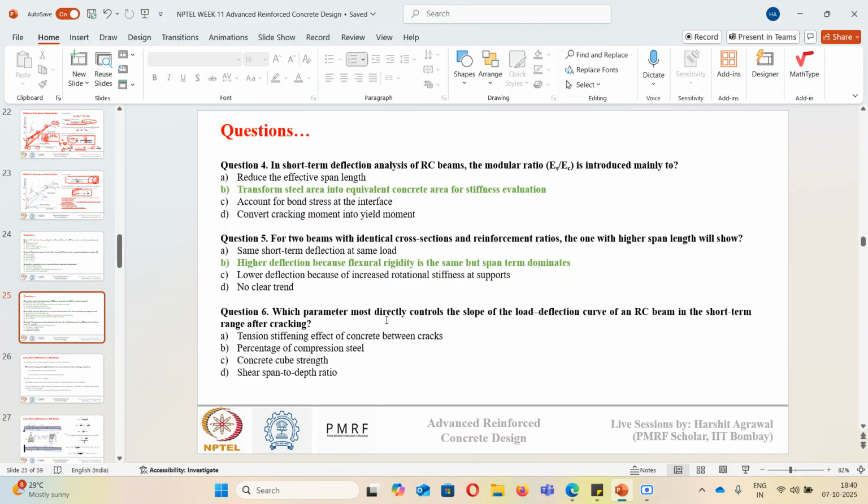Which parameter most directly controls the shape of the load-deflection curve of a reinforced concrete beam in the short-term range after cracking? The slope that we calculated, which we assumed at 0.85 times Icr, which parameter is most directly controlling that slope?